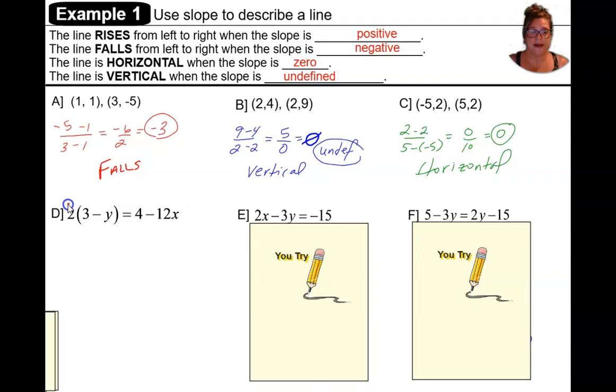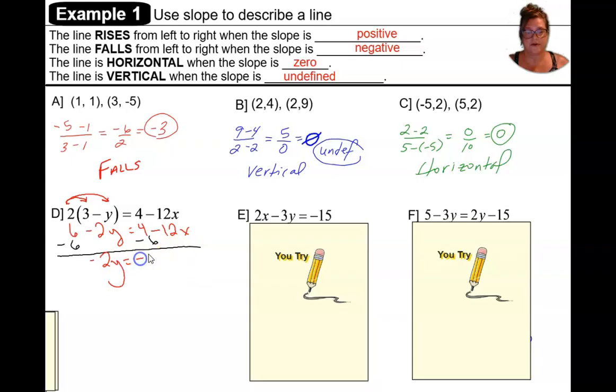So I'm going to start by distributing this 2 over the parentheses. So I have 6 minus 2y is equal to 4 minus 12x. I'm trying to get the y by itself, so I'm going to move this constant over to the other side. So now I have a negative 2y is equal to negative 12x, and then 4 minus 6 is a negative 2.